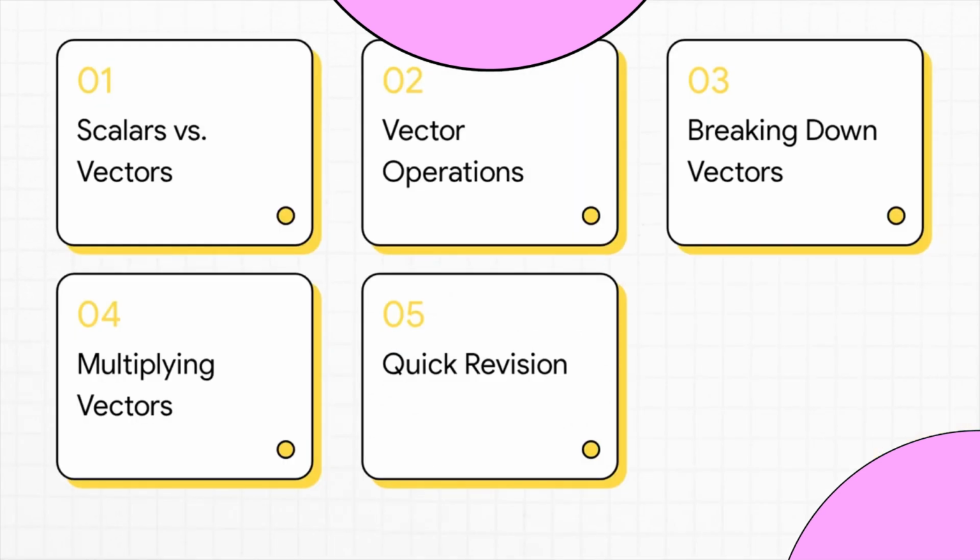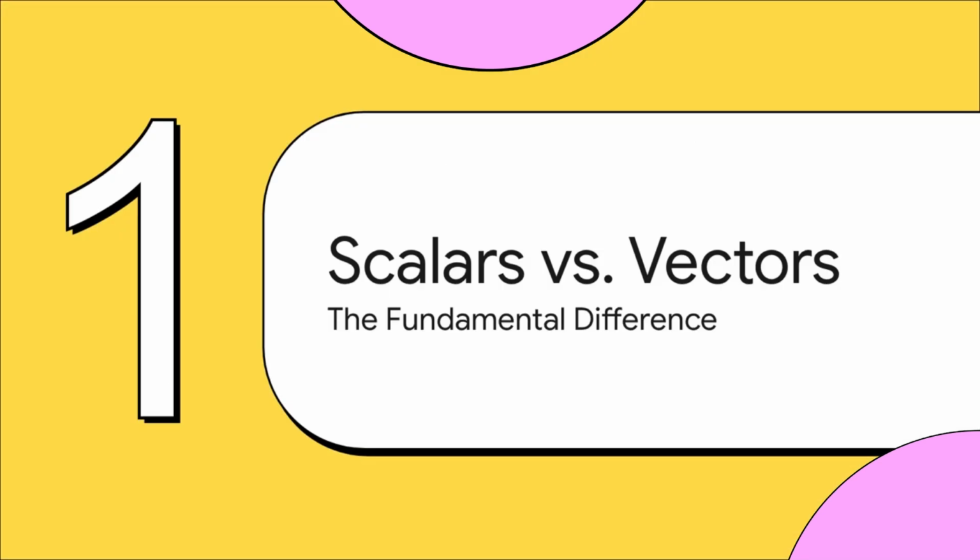All right, here's what we're going to do. We'll kick things off with the basic difference between scalars and vectors. Then we'll dive into how to add and multiply them. And to wrap it all up, we'll do a super quick revision session to make sure the most important stuff really sticks. So first up, why do we even need to bother with vectors? Well, it all boils down to a really fundamental split in how we actually measure things in the world around us. Let's get into it.